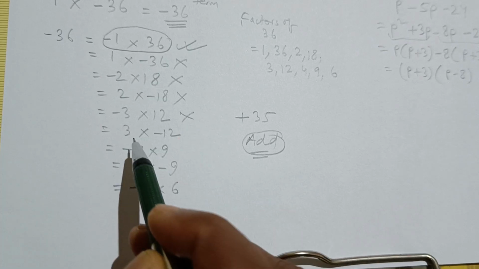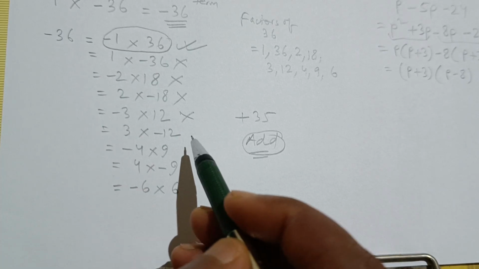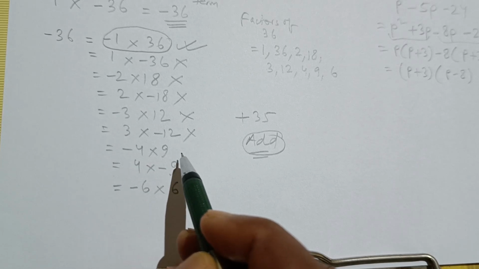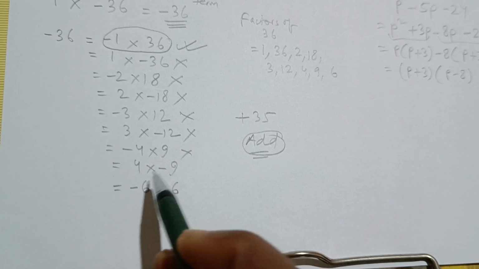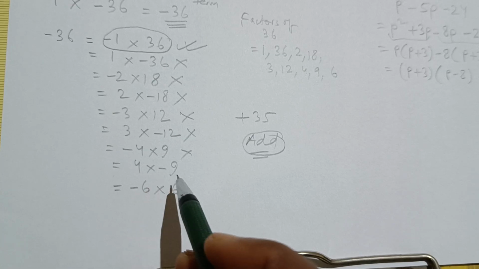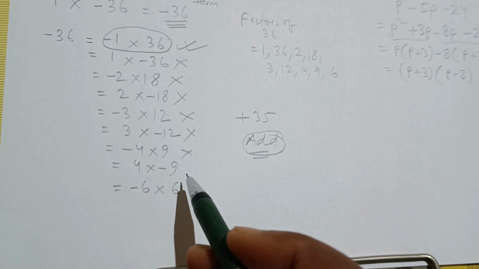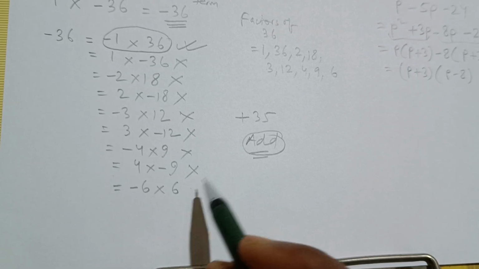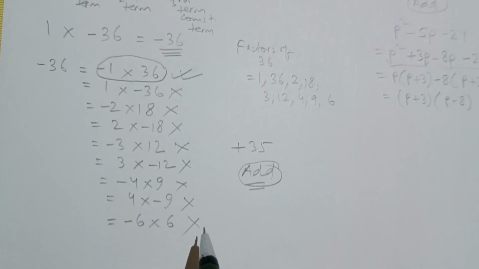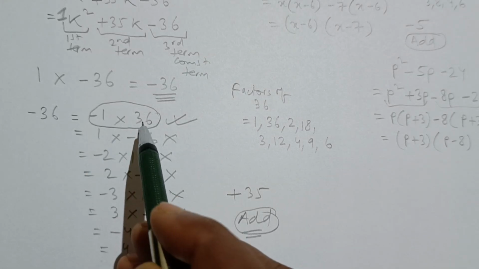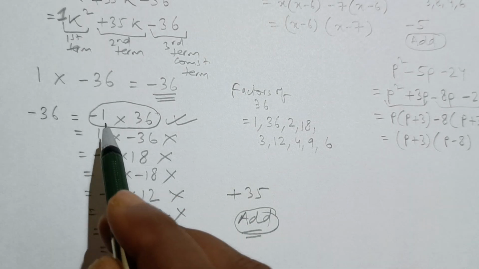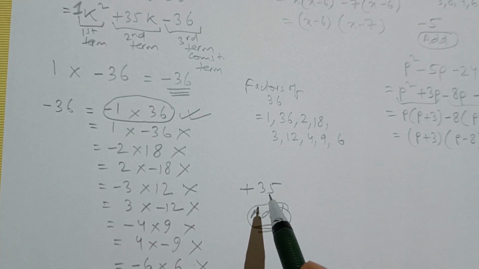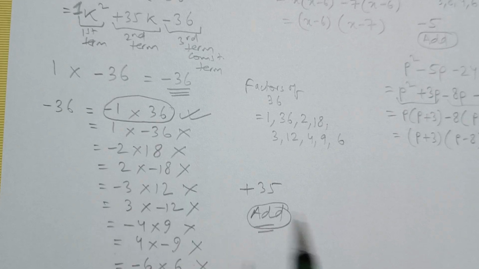No, this is not. 3 and minus 12, if you add, 3 minus 12 is minus 9. No. Minus 4 and 9. Minus 4 plus 9 is plus 5. No. 4 and minus 9. 4 minus 9 is minus 5. No. And minus 6 and 6. Minus 6 plus 6 is 0. No. So nothing but this pair fulfills this criteria. So this pair, their product is minus 36, and this pair, the sum is plus 35. So this is that pair.